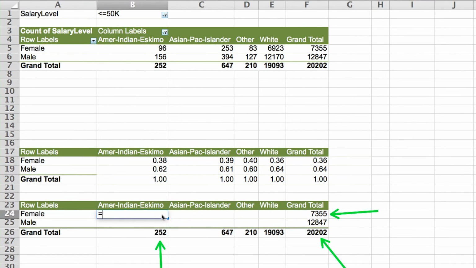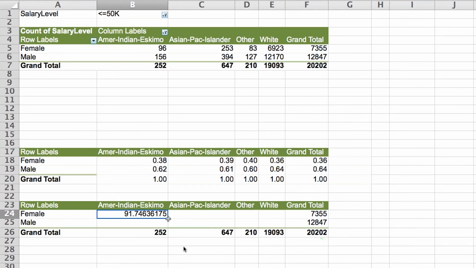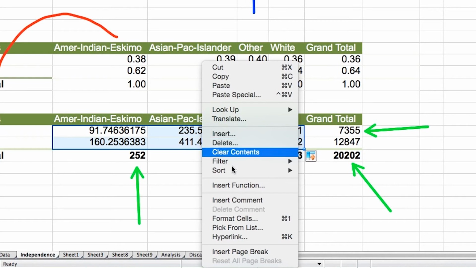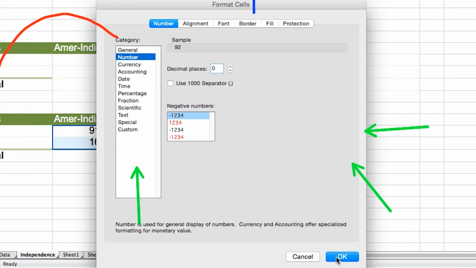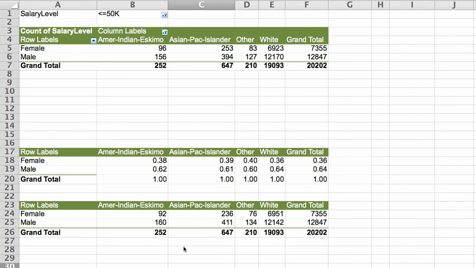I get this is equal to 252, where I have to keep the row constant, times 7355, where I have to keep the column constant, divided by 20202, where I have to keep both constant, and I get 91.74 or nearly 92. Not so far from 96. I'll take that. Now what I'll do is to populate the rest of the cells and make sure to truncate, so it's a number with no decimals in it.